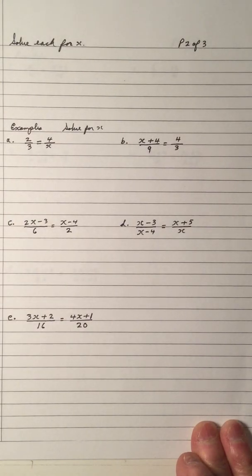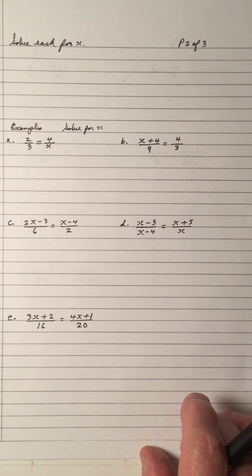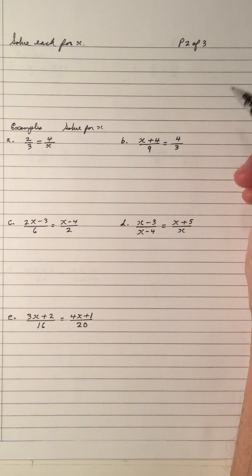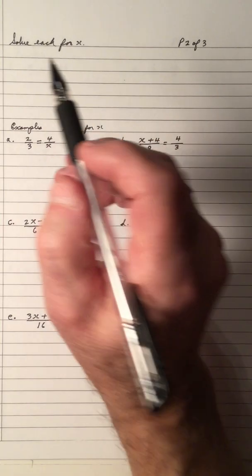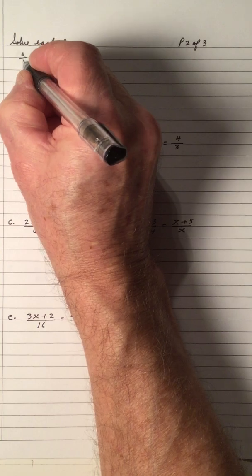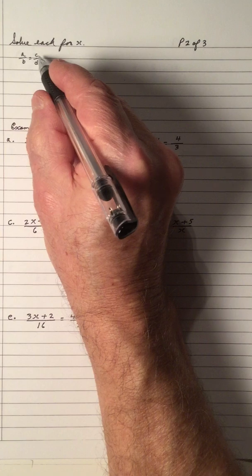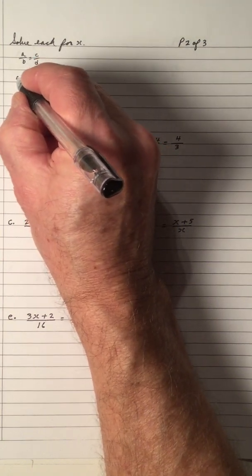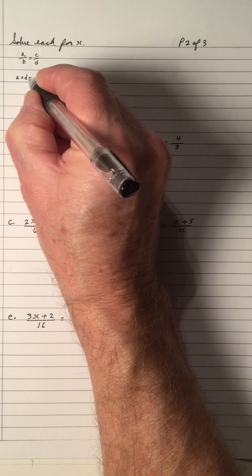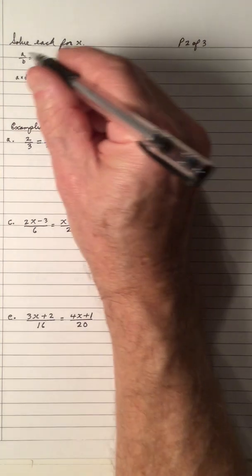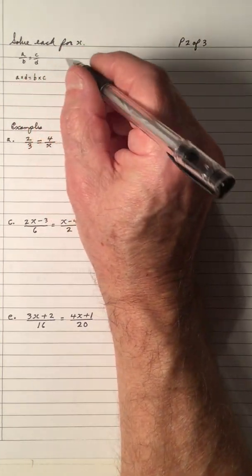Solving proportions was done in the previous unit when we were doing fractions. So let's use this property again when we do similarities. Solve each for x. Before we start, let's write down a proportion, a over b equals c over d. That's a proportion, so we cross multiply: a times d equals b times c. And that's how we solve a proportion if we have any unknowns.